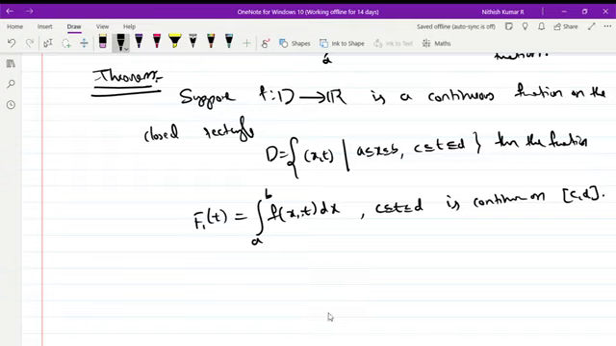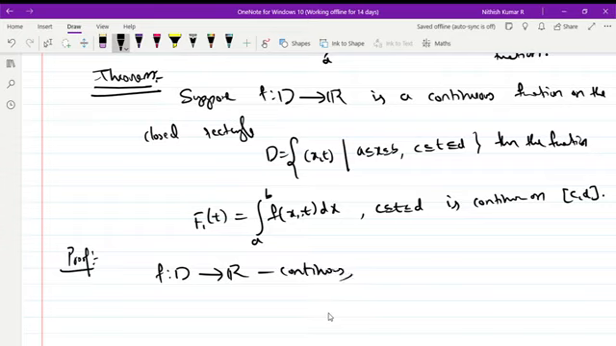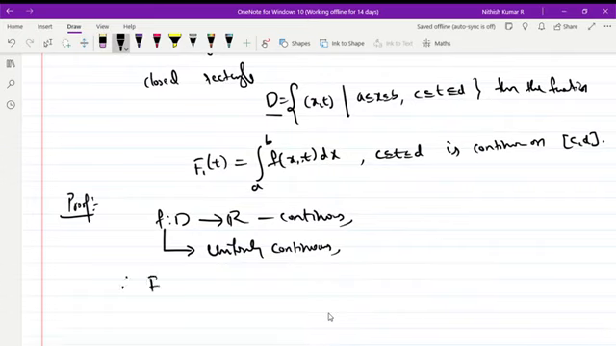So given that f from D to R is continuous, where D is a closed rectangle. Since D is compact, my f is uniformly continuous. This f is uniformly continuous since D is closed, a compact subset of R2, so my f is uniformly continuous.